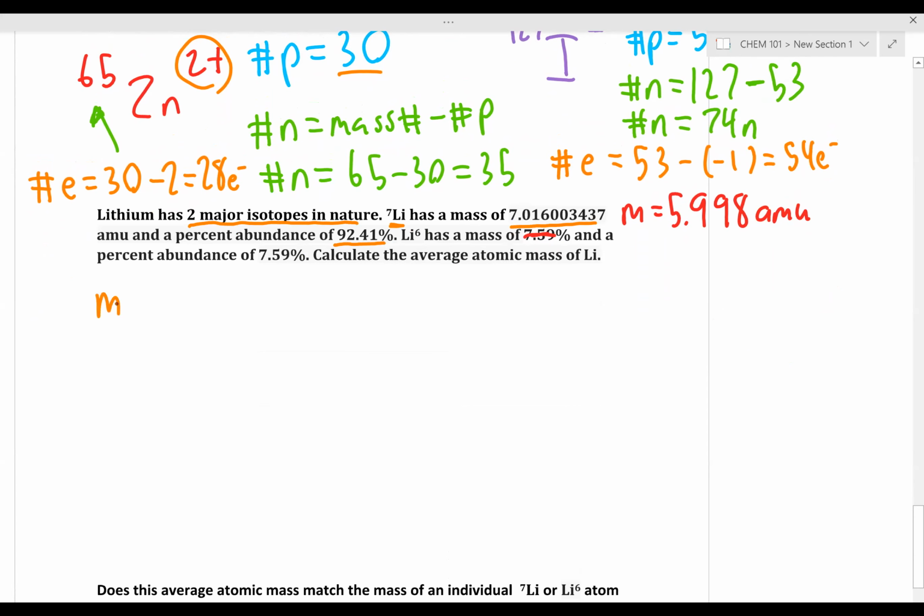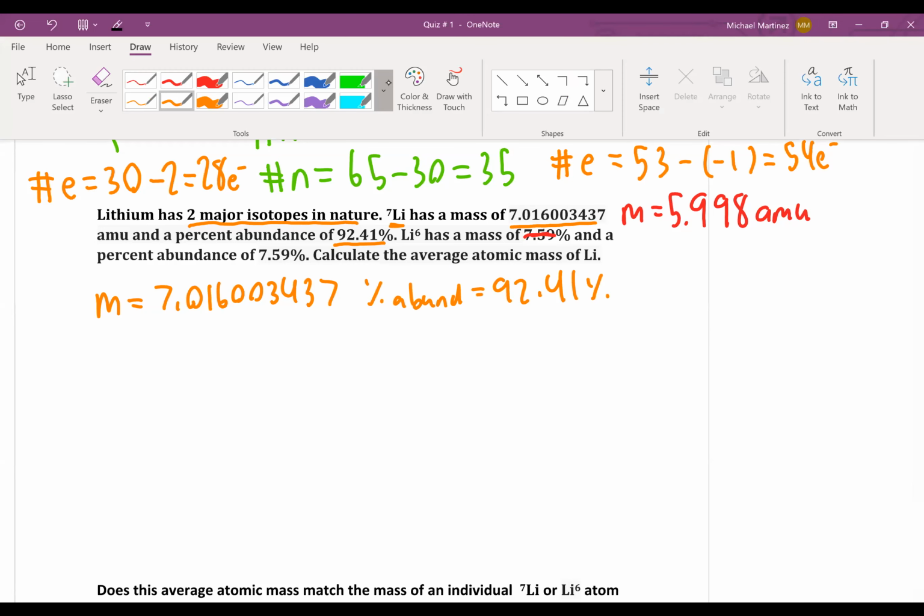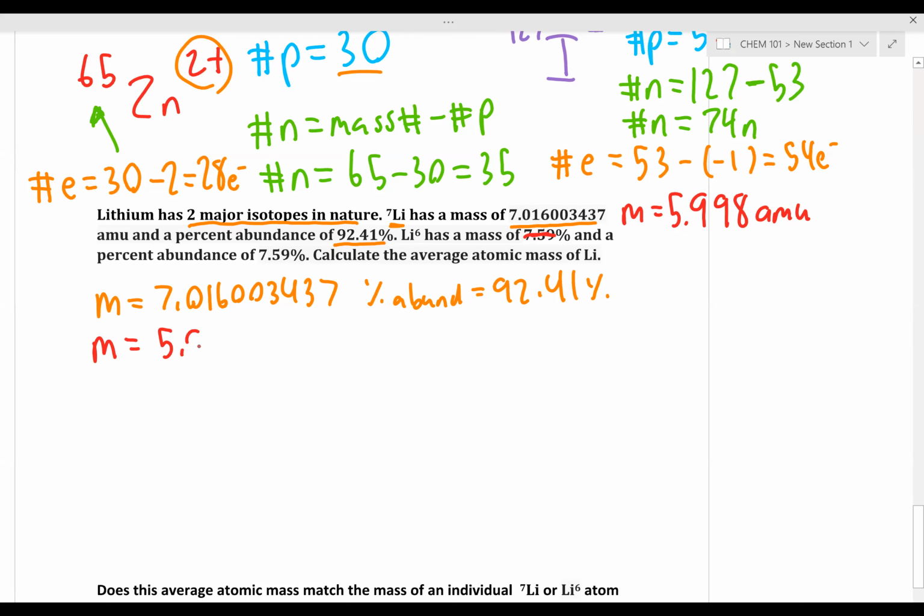So our mass is going to be equal to 7.016003437, and our percent abundance is going to be equal to 92.41%. Okay, so that's our first isotope. Now for lithium 6, let's write down the mass and the percent abundance. So in this case, the mass is 5.998 AMU, and the percent abundance is 7.59%, just reading off from the word problem.